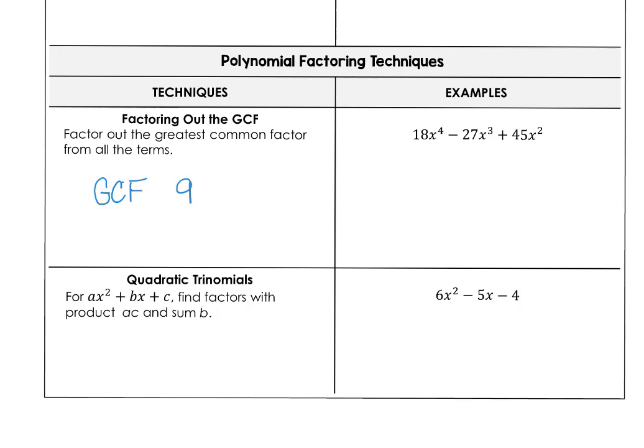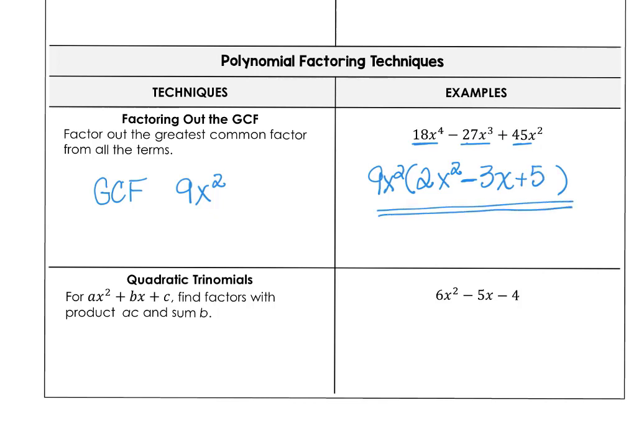So 9 is a factor of each term, and x squared is a factor of each term. So if you think about distributing 9x squared to each one of those terms, to give us an 18x to the fourth, we need 9 times 2 and another x squared. To produce 27x cubed, we need a negative 3 and one more x. And then to give us 45, we need a positive 5. So that is an example of factoring out the GCF.